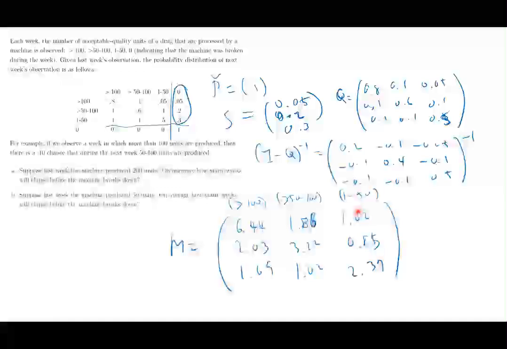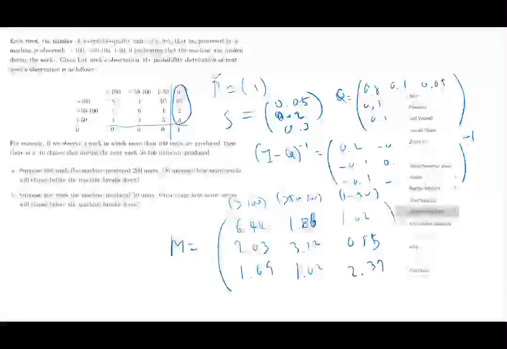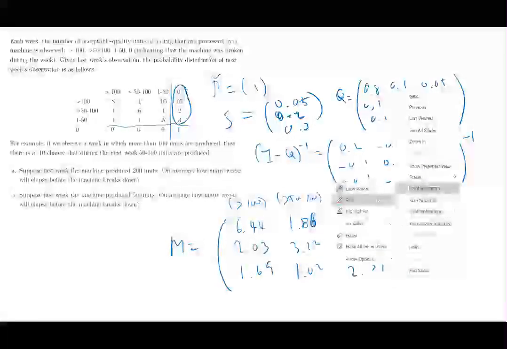Part B, suppose that last week the machine produced 50 units. On average, how many weeks before the machine breaks down? So that's referring to this third row, because the third state is 1 through 50, including 50. So you add up that third row, and that's the answer to B. Let me explicitly write it out.